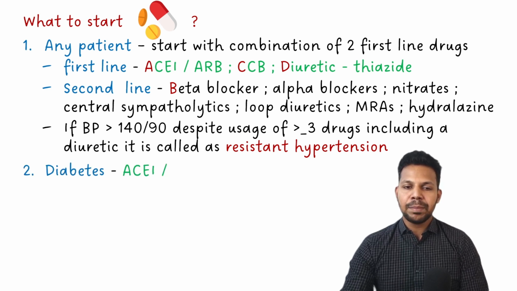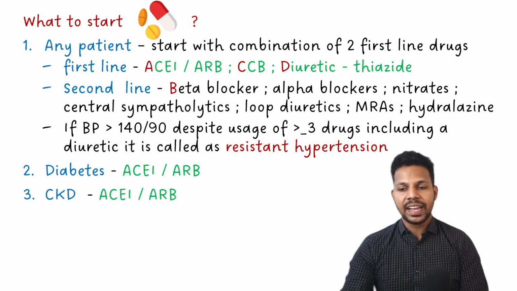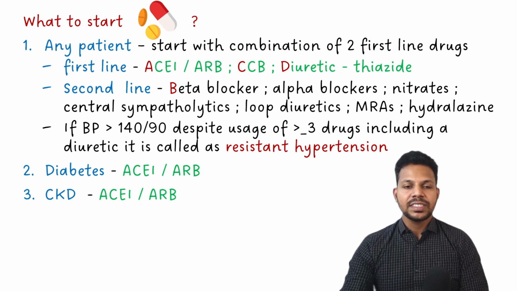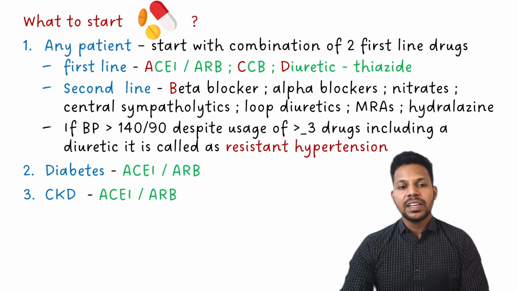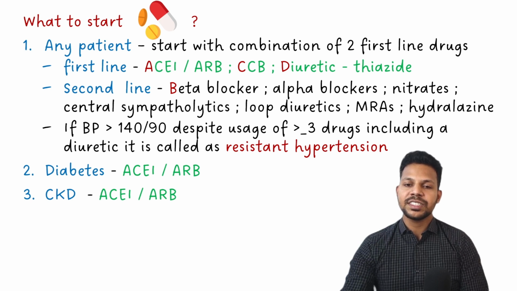If the patient is a diabetic, you would like to start ACE inhibitors or ARBs. If the patient has CKD, again start ACE inhibitors or ARBs. The reason here is that diabetic kidney disease will eventually turn up in the patient if the patient has long-standing diabetes. That is why the ACE inhibitors or ARBs should be used. They are going to reduce the incidence of proteinuria and they are going to prevent the incidence of diabetic kidney disease for some time.